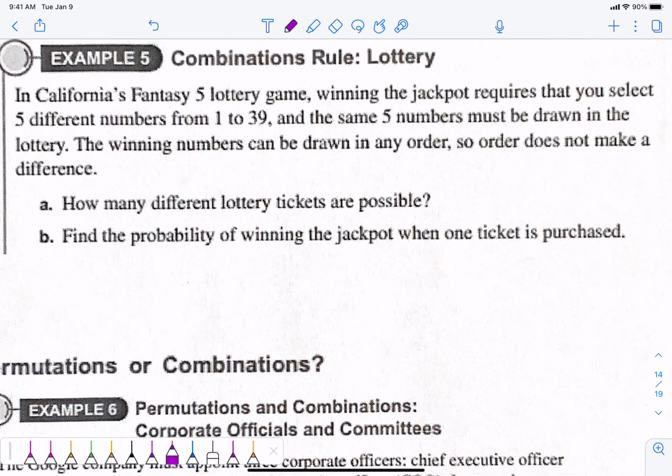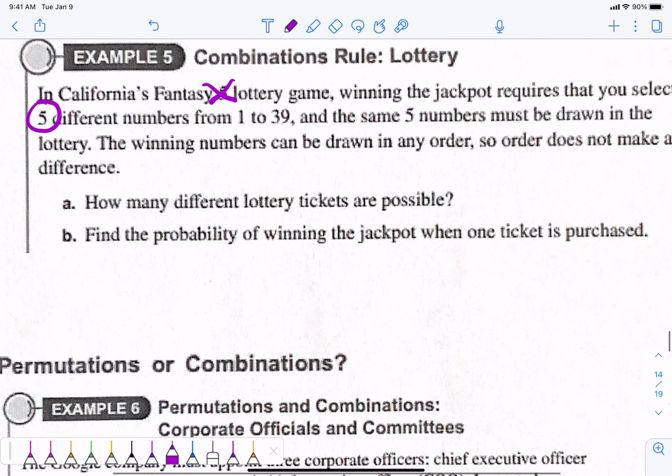In California's Fantasy 5 lottery game, what is 5? Nothing, it doesn't matter. 5 is not a relevant number in there. Don't get confused. They give you non-information. You can cross that out. Winning the jackpot requires that you select 5 different numbers. You're choosing 5 from the numbers 1 to 39. How many numbers are there from 1 to 39?